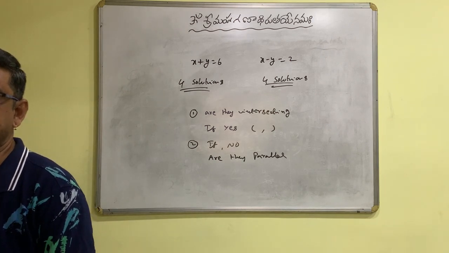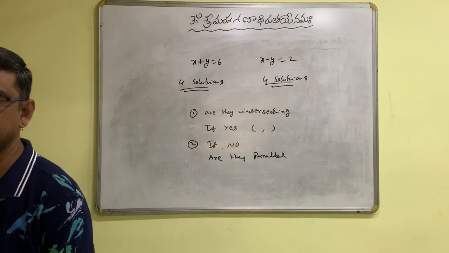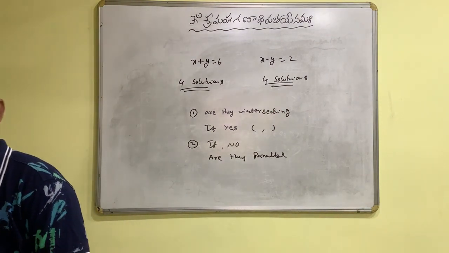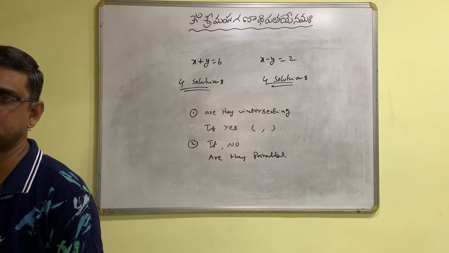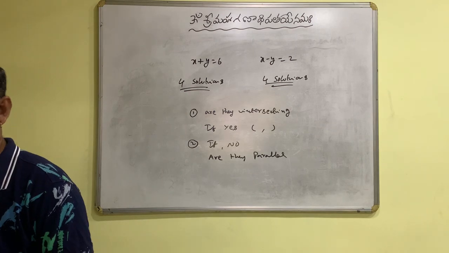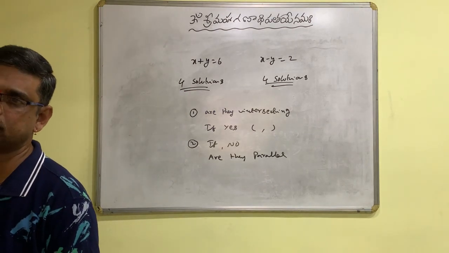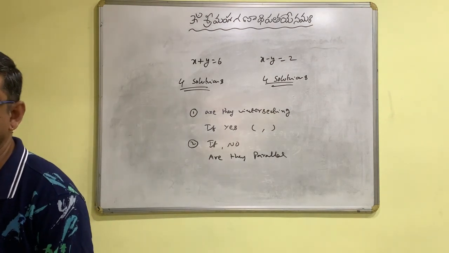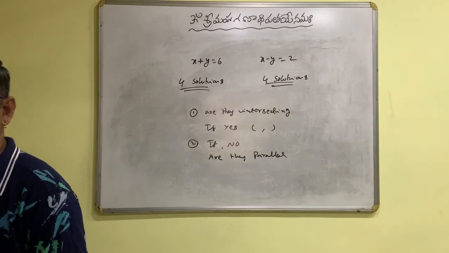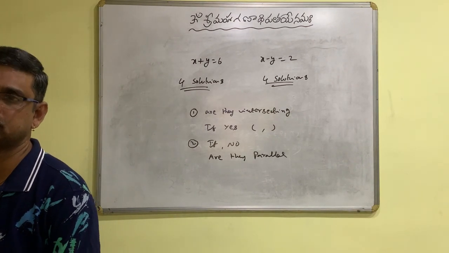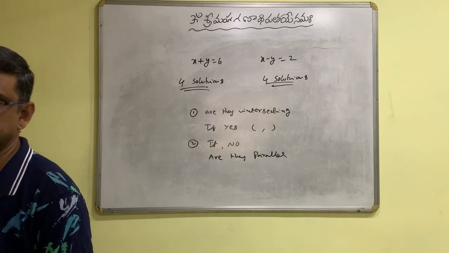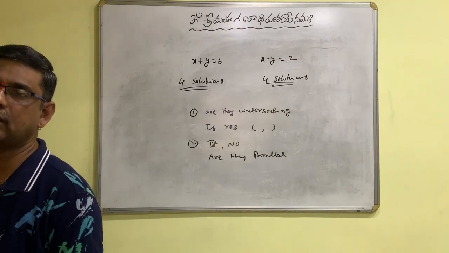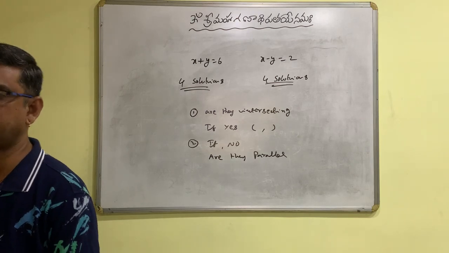Now, solutions for the second equation. 4 comma 2 correct. 3 comma 1 correct. 5 comma 3 correct. 2 comma 0 correct. Yeah. Take 4 solutions for each and draw the graph.